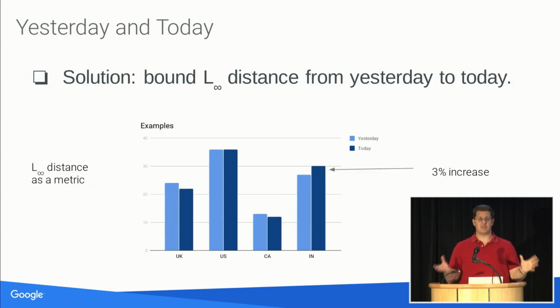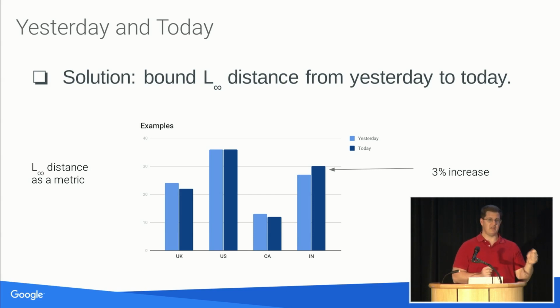So here's a solution. We bound the L infinity distance from yesterday to today. Specifically, we look at the distributions and we just use the L infinity distance as a metric. This has a variety of practical advantages. For instance, keep in mind that the scientist who designs the anomaly detection system is not necessarily the same person who has to deal with the anomaly as it arrives.